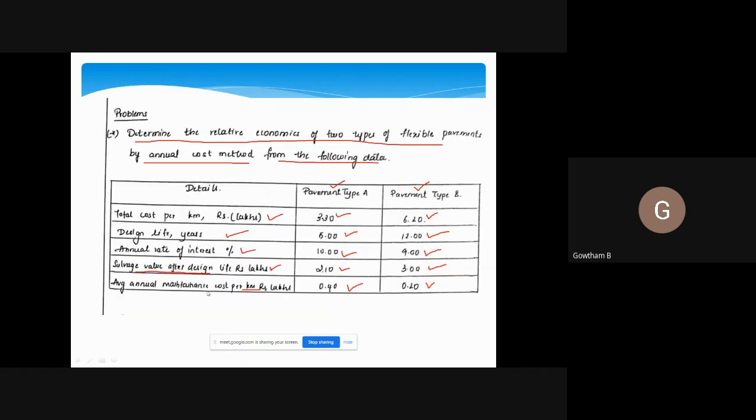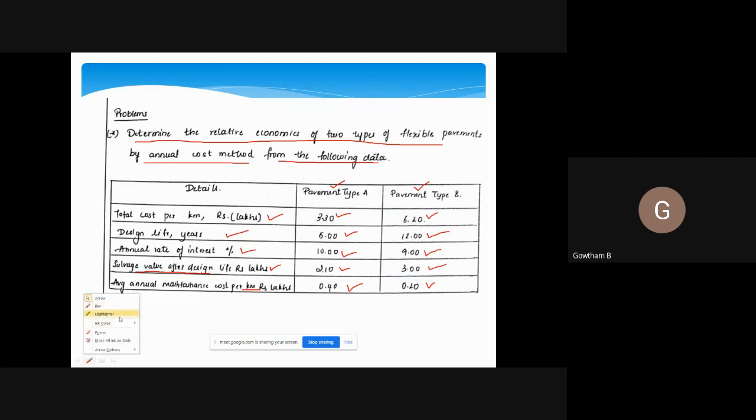Okay. Now what we have to do is copy this formula to the next slide, and check whether all data is available in the problem to do the economic analysis. I will write the same formula in the next slide, and here CRF is given by this second expression. You can see the formula.